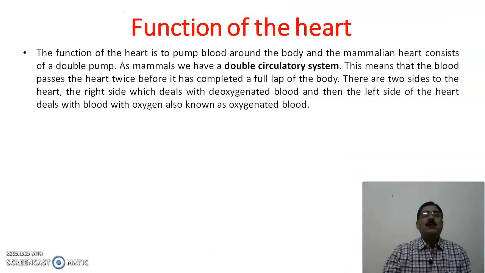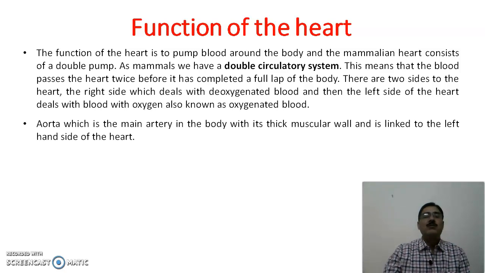Now, what are the main functions of the heart? As I told you, the main function of the heart is to pump the blood around the body, and the mammalian heart consists of a double pump. As mammals, we have a double circulatory system. It means the blood passes through the heart twice before it has completed a full lap of the body. There are two sides of the heart, the right which deals with the deoxygenated and the left which deals with the oxygenated blood.